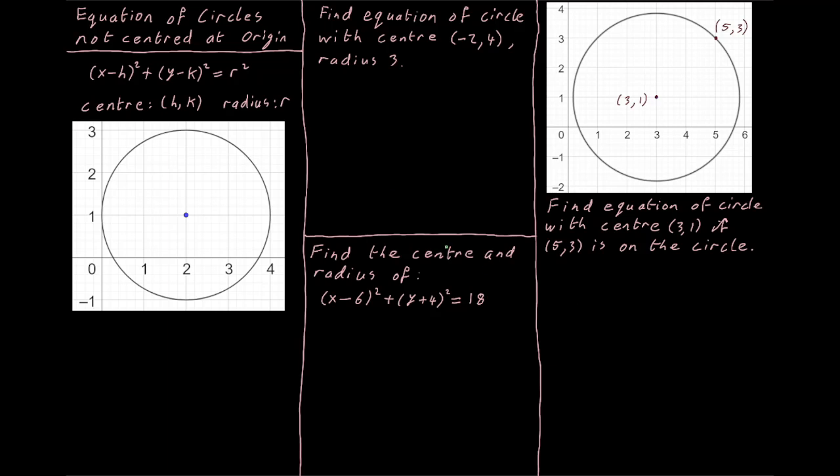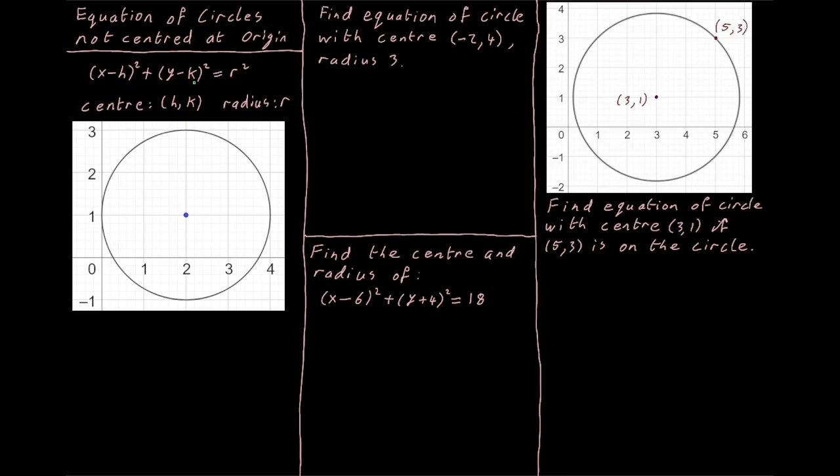Hello. Now we are going to look at the equations of circles that are not centered on the origin, so not centered on 0, 0. And the equations of these circles are going to look like this formula here. So we have (x minus h) squared plus (y minus k) squared is equal to r squared. The center of our circle, which is no longer at 0, 0, is going to be h and k.